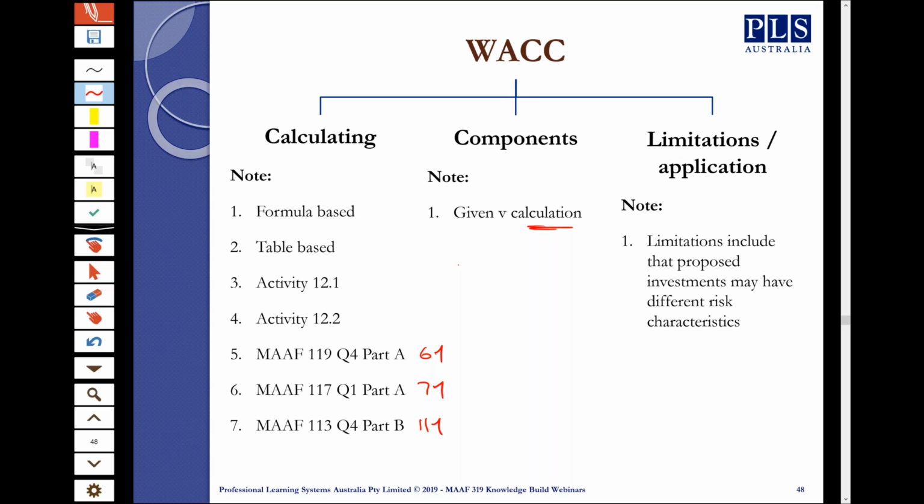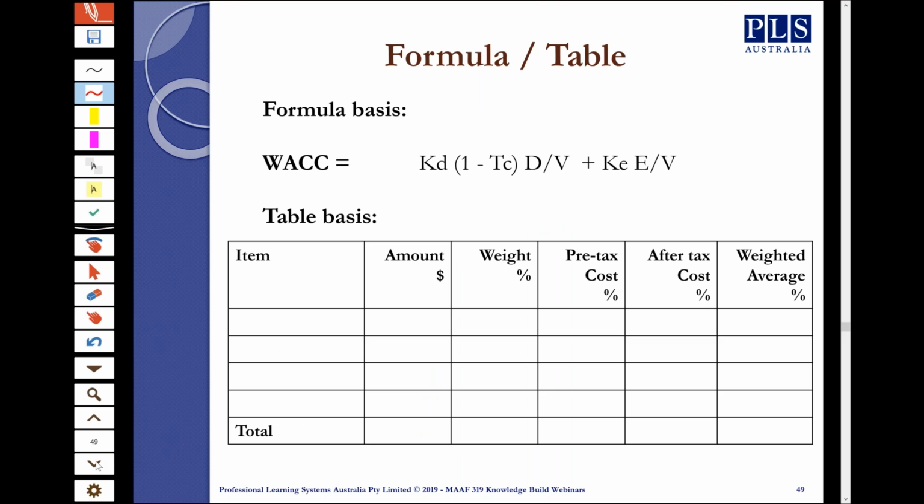But I'll come back to these formulas. I've already said you've got a formula basis and a table basis. I'm going to show you both. Formula basis, you take your cost of debt, 1 minus the tax rate, times D on your V. Now, just note your V is your total value of funding. So just make sure you understand you divide your total of debt through by your total of debt and equity.